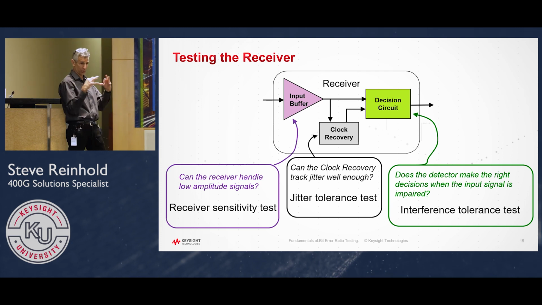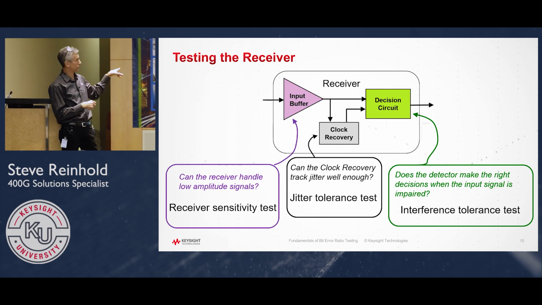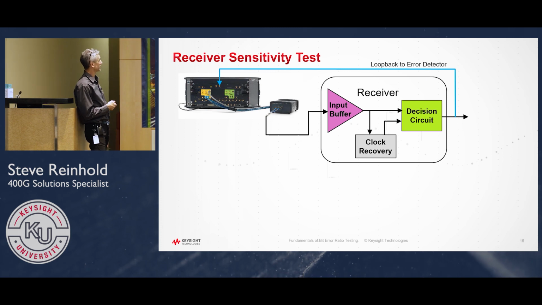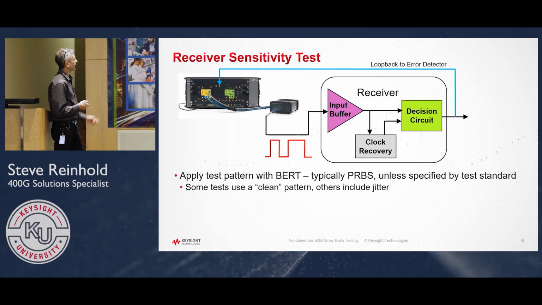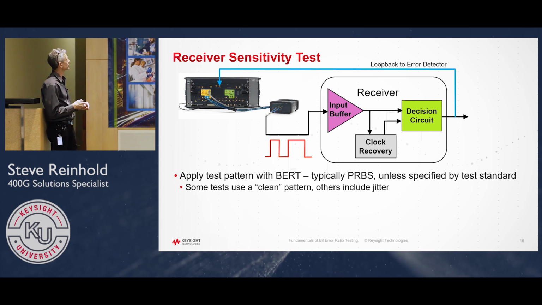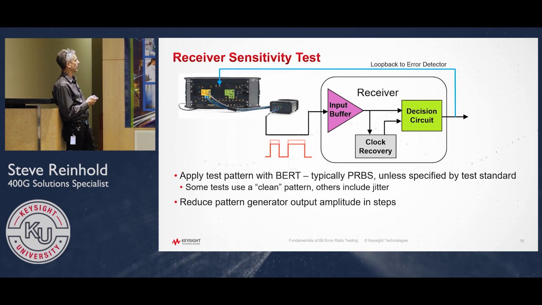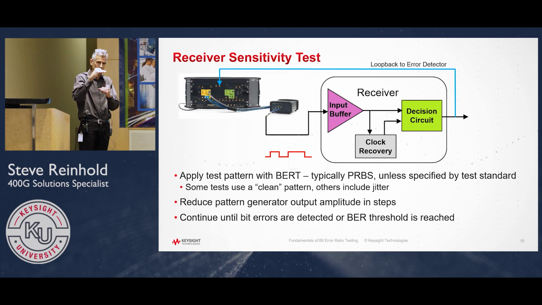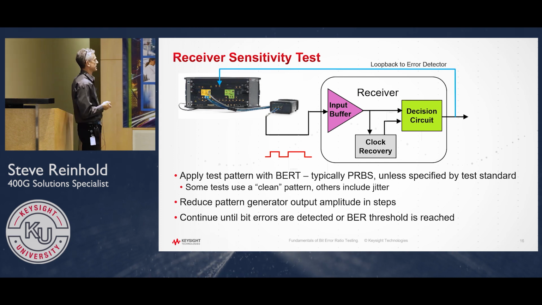So there's ways, like I've been talking about, that we close the eye, various ways to test these different receiver characteristics. This is what a receiver sensitivity test looks like. We apply the test pattern, and sometimes it's a clean signal without timing impairments or jitter. Sometimes it has both, but you reduce the pattern generator output amplitude in steps, and you continue to reduce. Each time you step the amplitude down, you measure BER until you start to see errors.